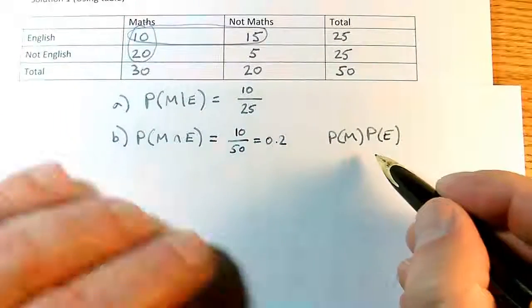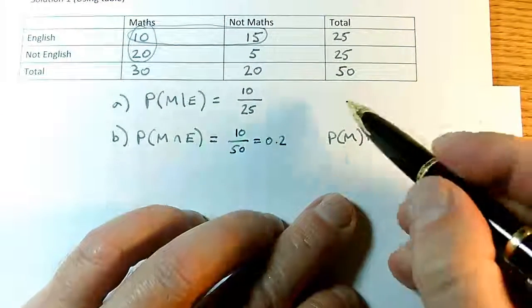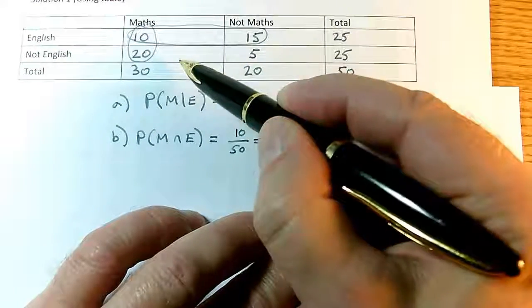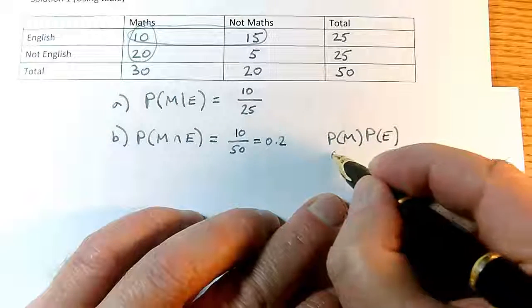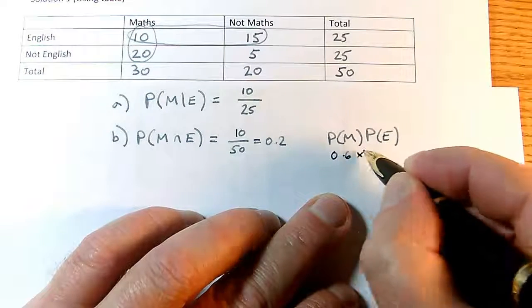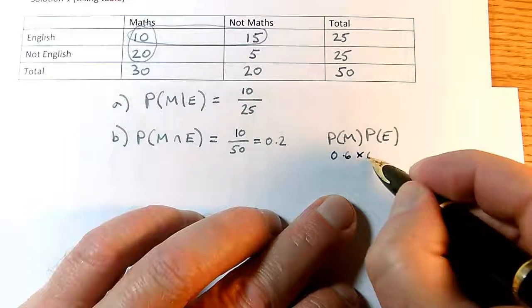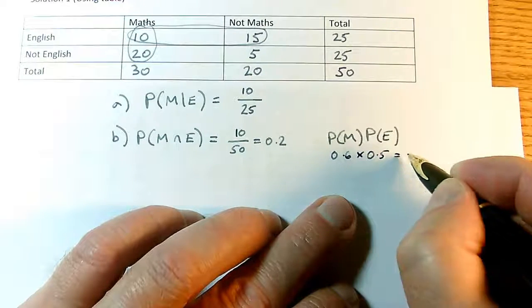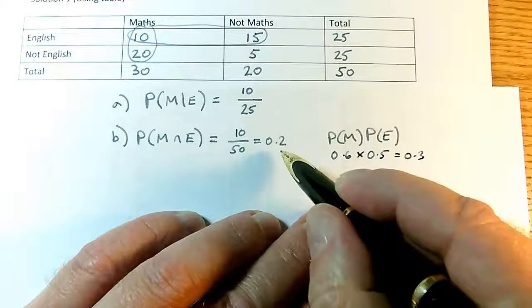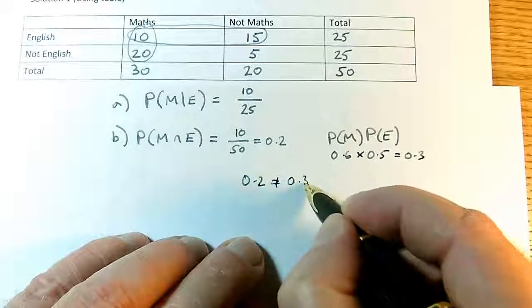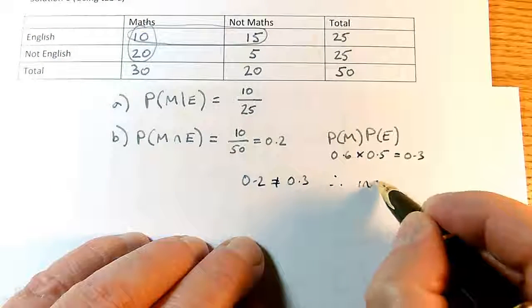And what's the probability of M times the probability of E? Well, the probability of studying maths is 30 out of 50. So this is 0.6. Probability of studying English is 25 out of 50, which is 0.5, which as we saw earlier is 0.3. 0.2 does not equal 0.3. Therefore, they are not independent.